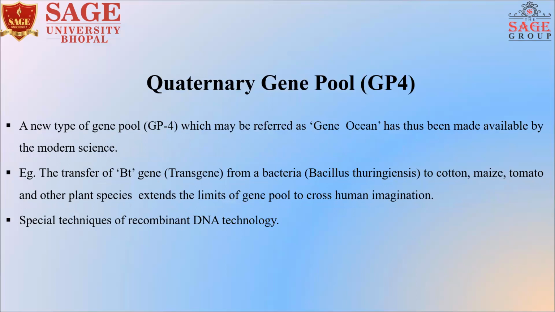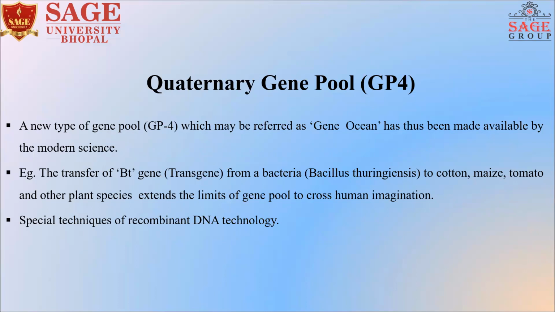The next gene pool is a new type, called the quaternary gene pool, designated as GP4. This new type of gene pool, GP4, also referred to as the gene ocean, has been made available by modern science. It is beyond the limits of the gene pool, beyond the limits of human imagination. In this quaternary gene pool, we use special techniques of recombinant DNA technology.